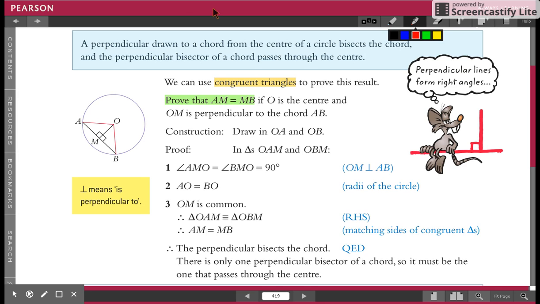So therefore, you can say that AM is equal to MB because they're matching sides of two congruent triangles we've proved. And therefore, it comes around that the perpendicular bisects the chord. So that's the proof for that. And like I said, you won't necessarily be asked to prove it, though it's good to understand how we get this rule.